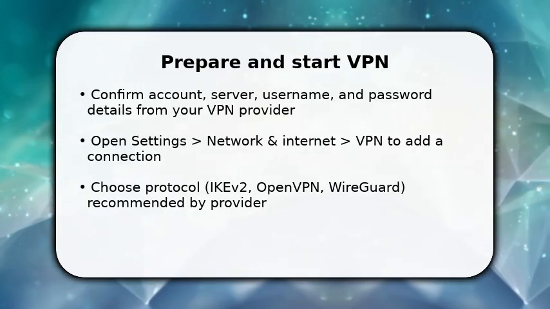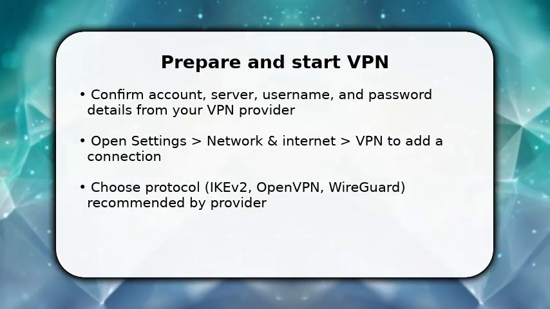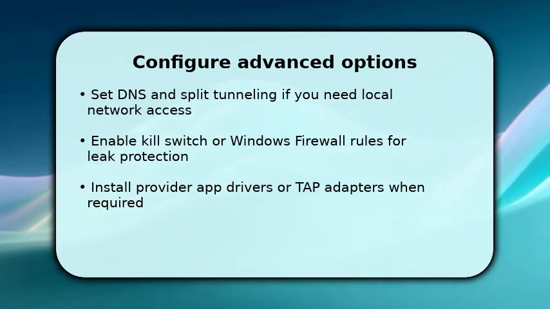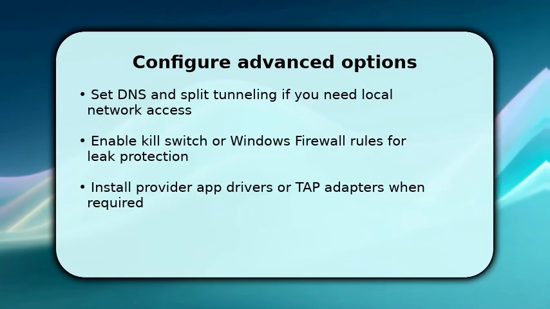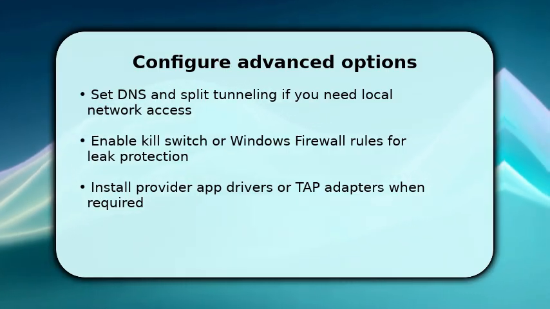Make sure to set the connection type correctly. Wrong protocol prevents negotiation and wastes time. Next, you configure the middle, more complex options. If you need local printers or NAS access, enable split tunneling. Otherwise, route all traffic through the VPN for privacy.